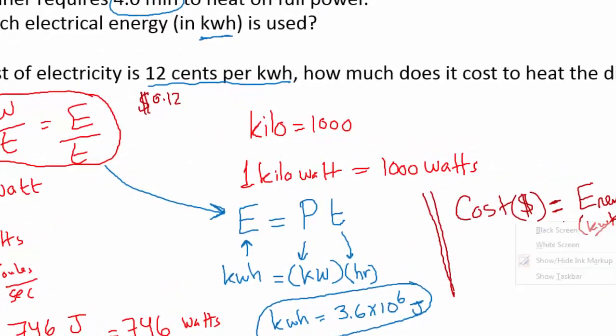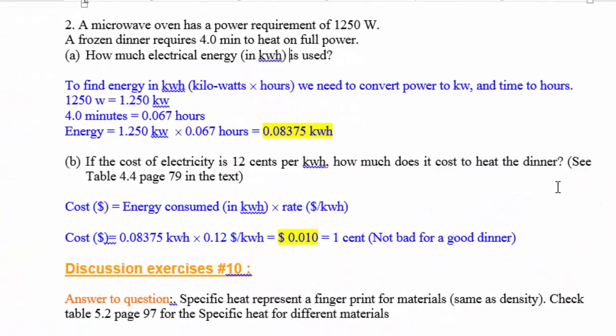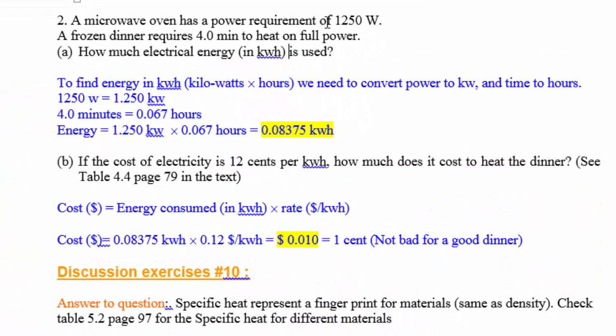So let's go ahead and solve this problem here. You can see here in this problem, first we convert the 1250 watts to kilowatts. And to do that, you have to move the decimal point 3 places to the left. So this will give you 1.25 kilowatt. Then to convert minutes to hours, you have to divide by 60.